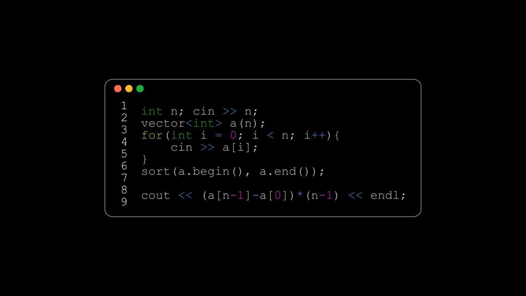The code is straightforward. We will sort the array and print the last element minus the first times n minus 1.